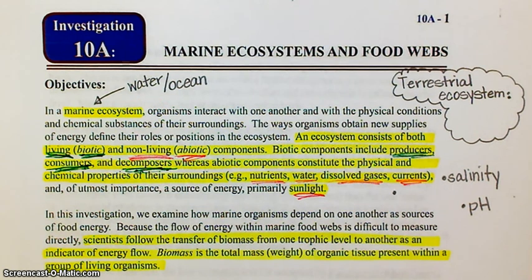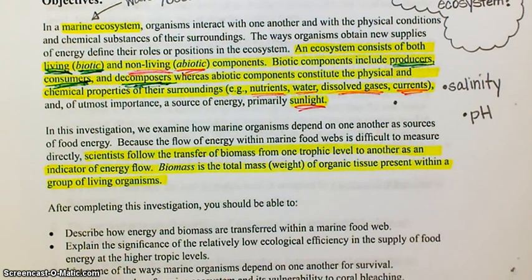Okay, so make sure that you've highlighted the section that says scientists followed the transfer of biomass from one trophic level to another as an indicator of energy flow. Biomass is the total mass or weight of organic tissue present within a group of living organisms. Okay?